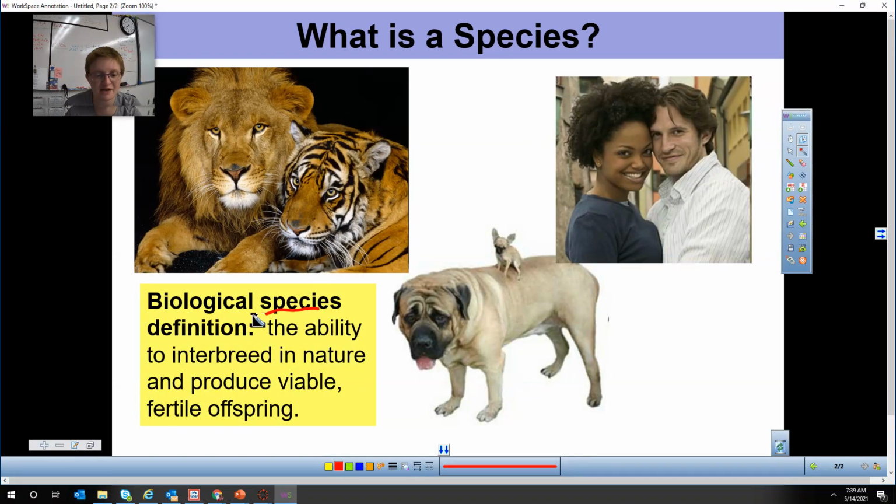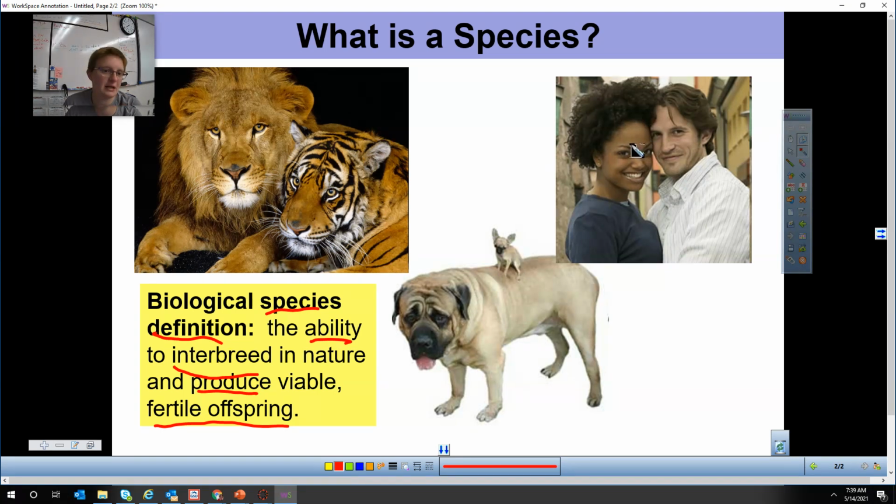The species definition, as far as biology is concerned, is the ability to interbreed and produce fertile offspring, viable fertile offspring. In other words, if you're going to be the same species, you're going to have to be able to breed together. Now, every single one of these pairs is capable of breeding with each other, but not all of them can produce fertile offspring.